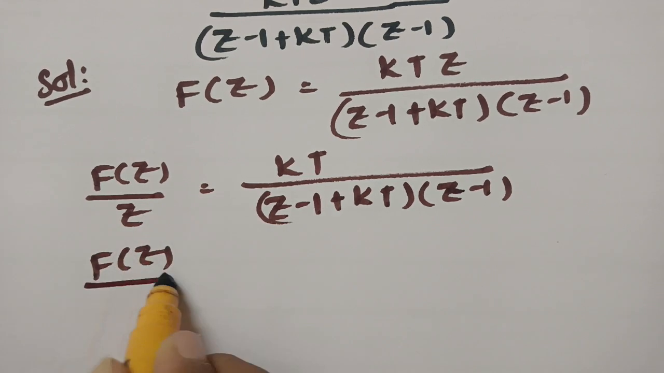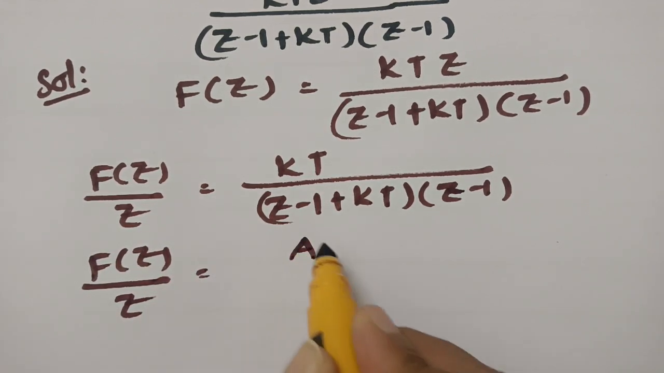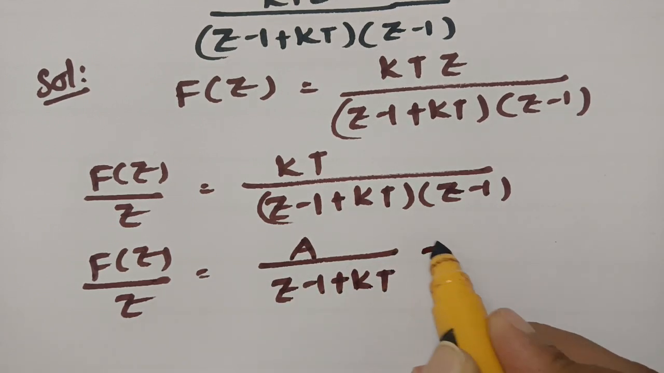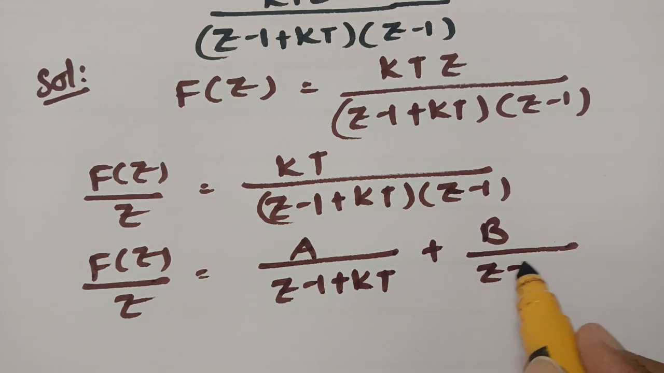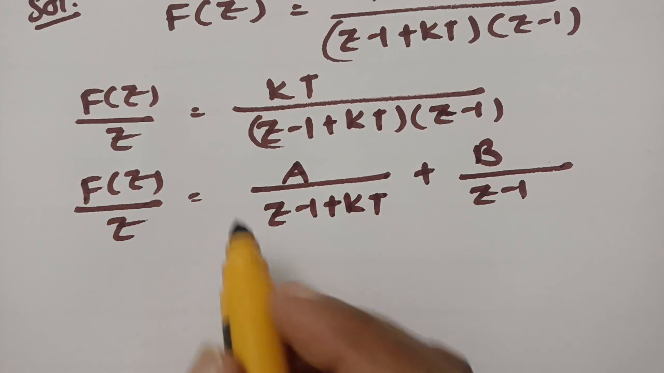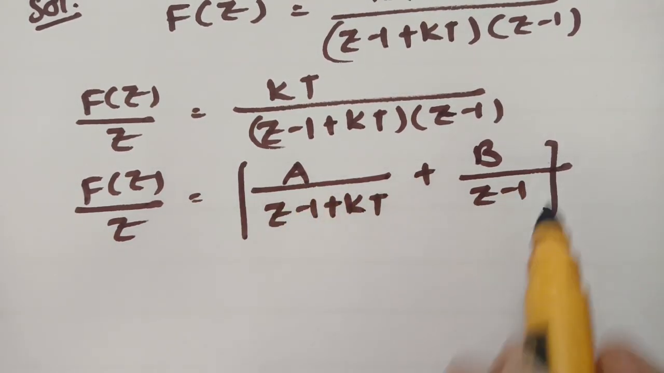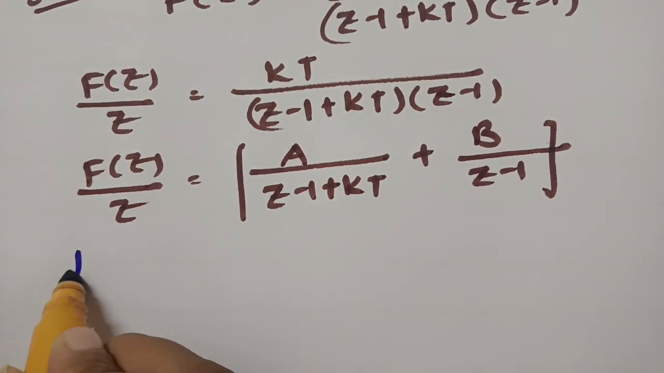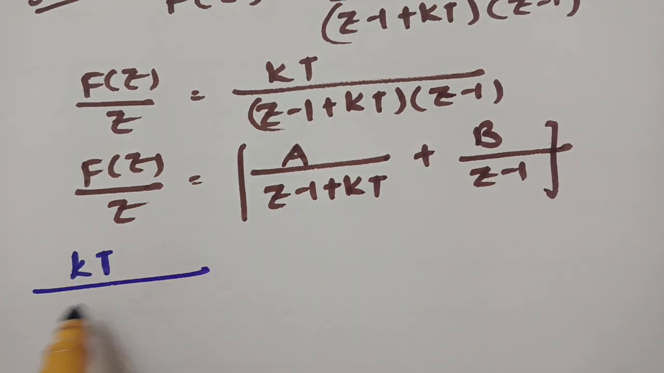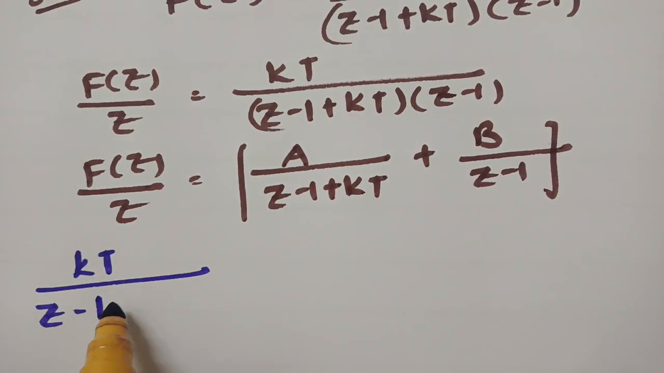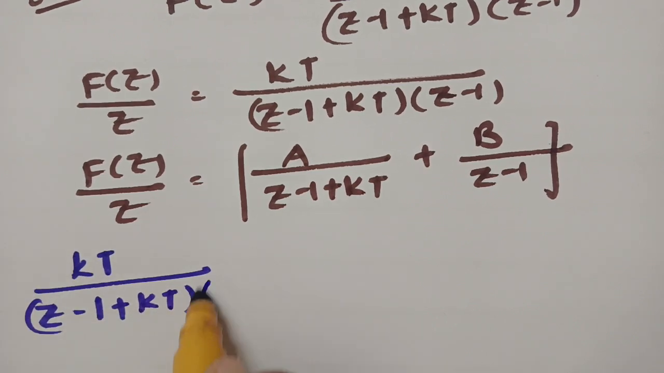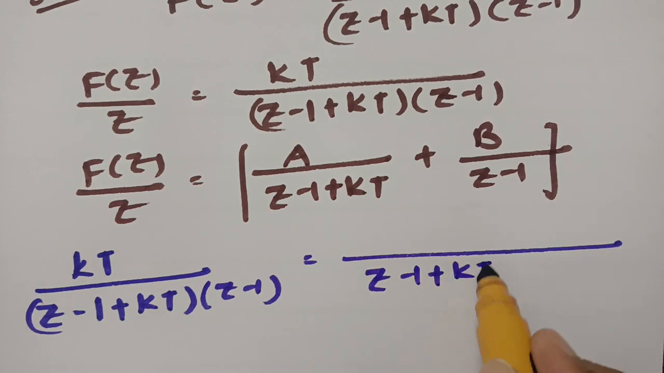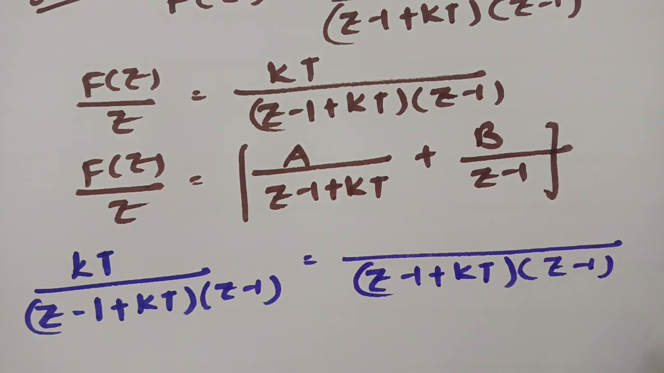So F of z by z is equal to A by (z minus 1 plus kt) plus B by (z minus 1). And now I'll be finding the values of A and B using partial fractions. For that, according to the partial fractions, kt by (z minus 1 plus kt) into (z minus 1), here also (z minus 1 plus kt) into (z minus 1).